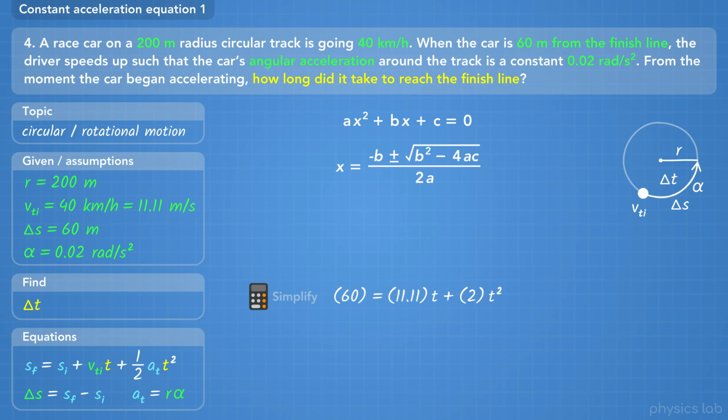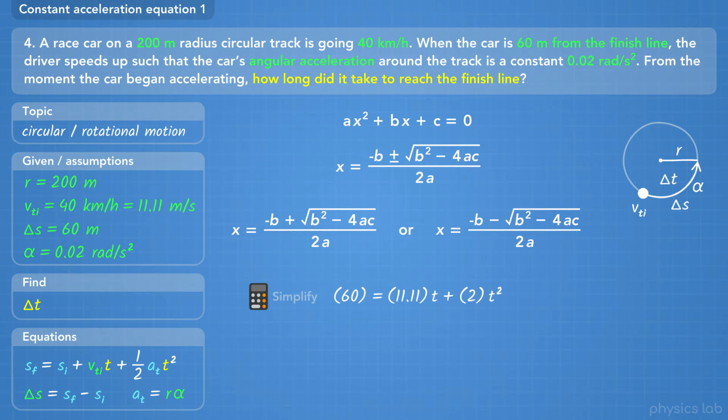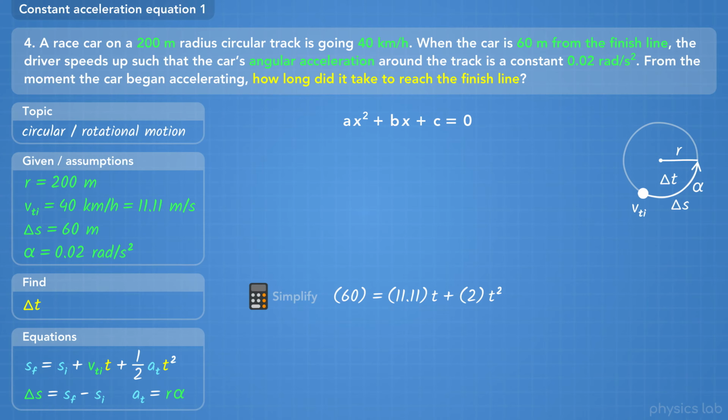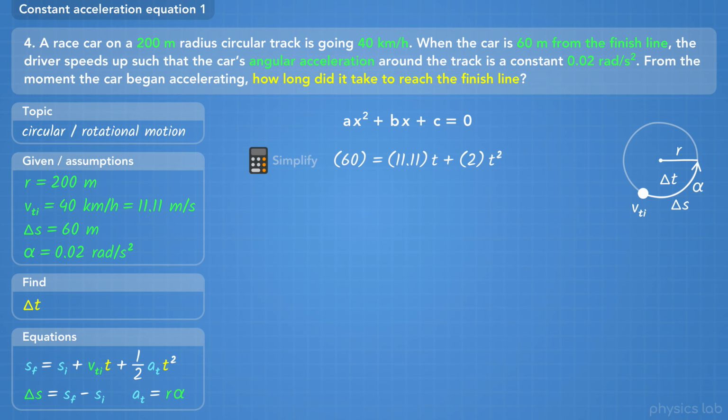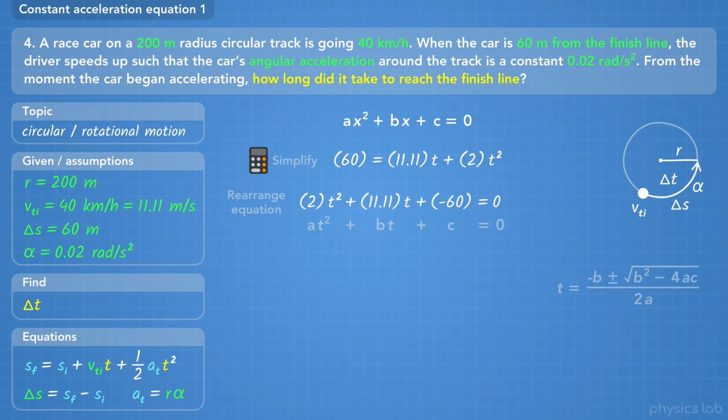The plus or minus symbol means that x is equal to two different things, one where we use the plus and one where we use the minus. So, in order to use this, we need to rearrange the equation we have to match this form by subtracting 60 from both sides and then flipping the left and right. Let's replace x with t so it's easier to see how it applies to this problem. Now we can see that a is 2, b is 11.11, and c is negative 60. Keep in mind that the equation we're trying to match is adding each term, not subtracting. Therefore, we need to write it so that we're adding negative 60 instead of subtracting positive 60. Okay, now we can plug the values for a, b, and c into the quadratic formula to solve for t.